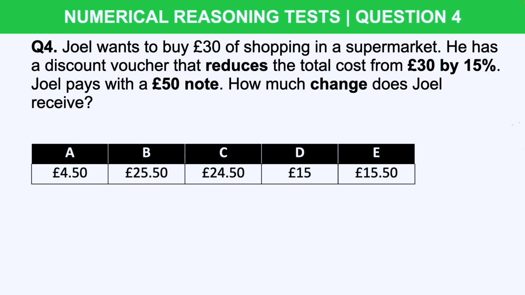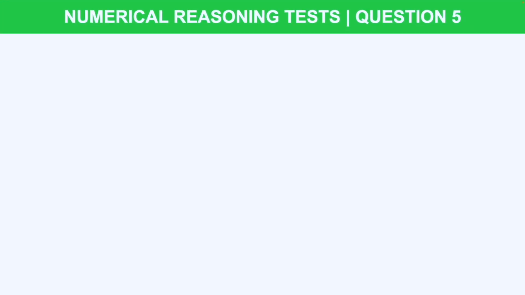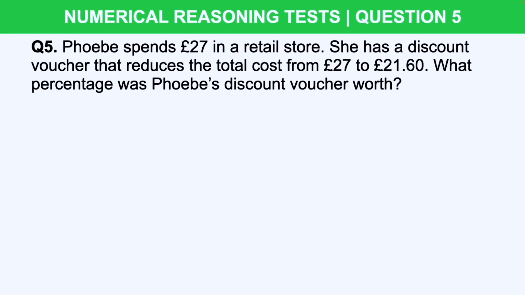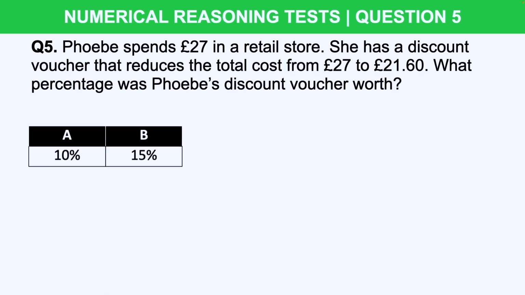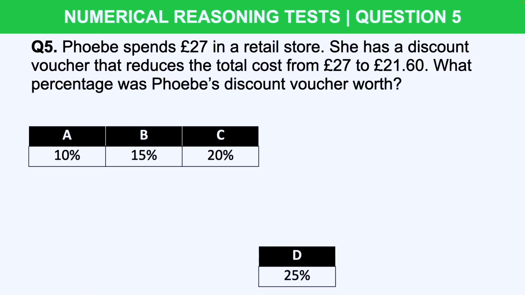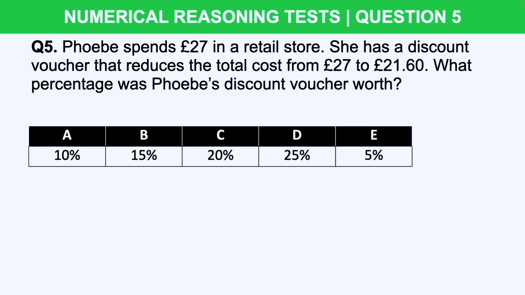You're doing great. How did you get on? Please put your answer in the comment section below where I'll mark it for you. Let's try another one. Question 5 is this. Phoebe spends £27 in a retail store. She has a discount voucher that reduces the total cost from £27 to £21.60. What percentage was Phoebe's discount voucher worth? Is it A, 10%, B, 15%, C, 20%, D, 25%, or is it E, 5%?